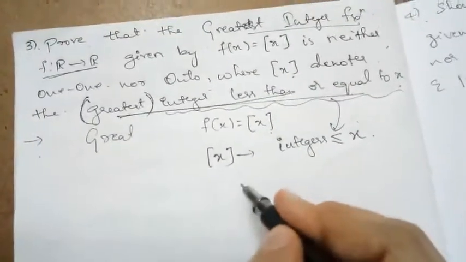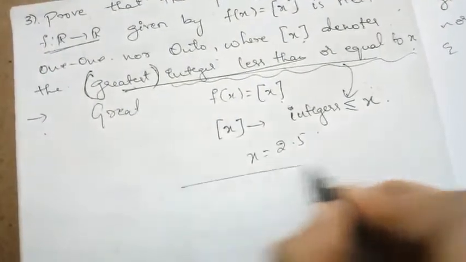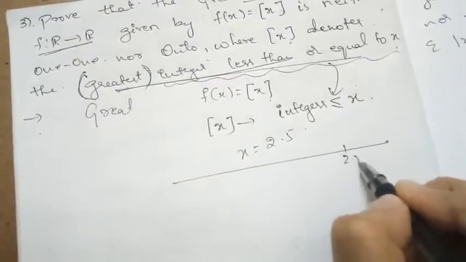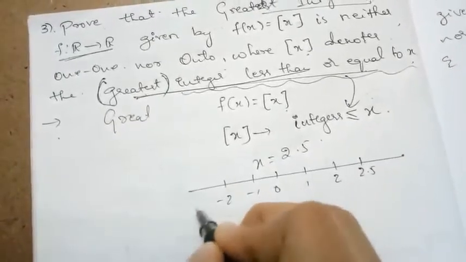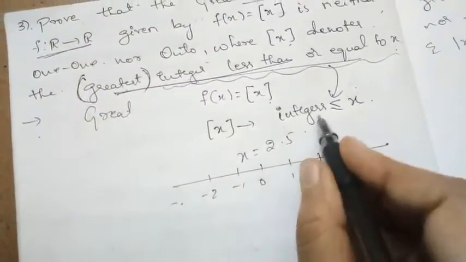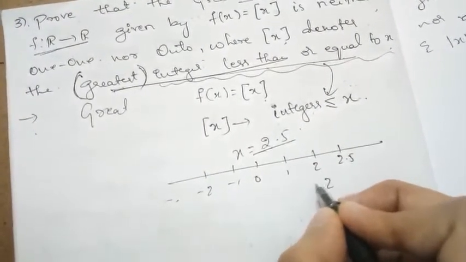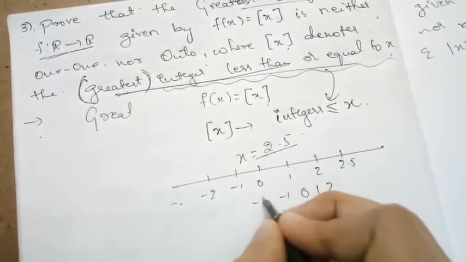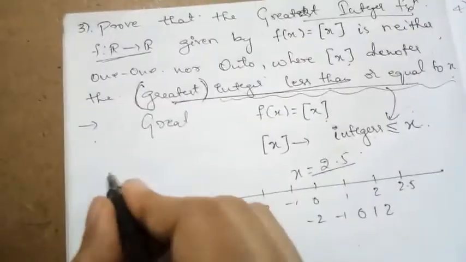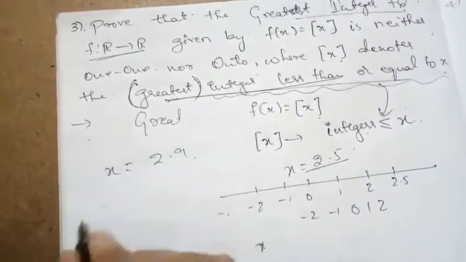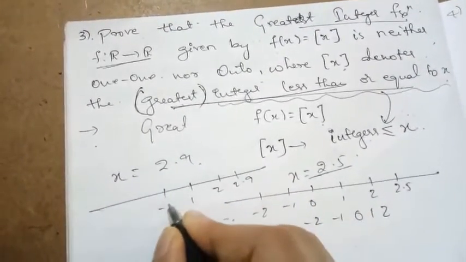Suppose if I take the value x is equal to 2.5. So if I draw the number line, our 2.5 will be here, 2, 1, 0, -1, -2, like this. The integers which are less than or equal to 2.5, what are the integers which are coming? 2, 1, 0, minus 1, minus 2. Suppose if I take x is equal to 2.9. So our 2.9 comes here, means the integers which are less than or equal to, means what?